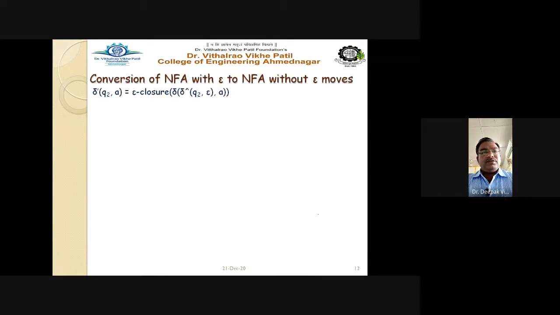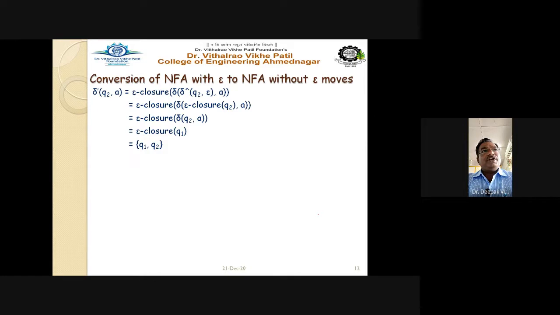Q2 comma A, so epsilon closure of delta cap Q2 comma epsilon comma A is equal to epsilon closure of delta Q2 comma A. Epsilon closure of Q2 is nothing but Q2 itself, that's why delta Q2, and delta Q2 is nothing but Q1, that's why we have to write here epsilon closure of Q1, and that is nothing but Q1 and Q2.